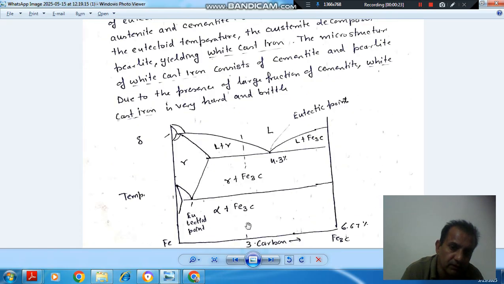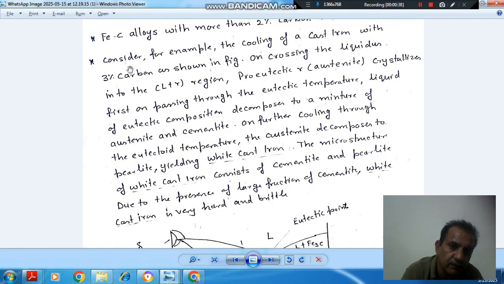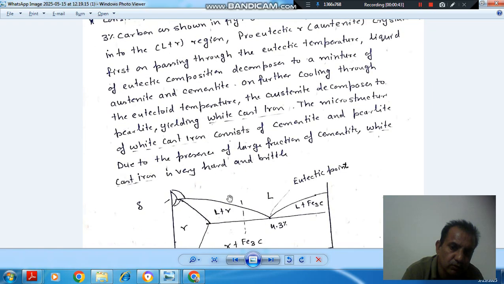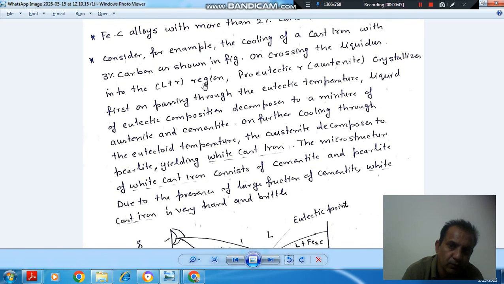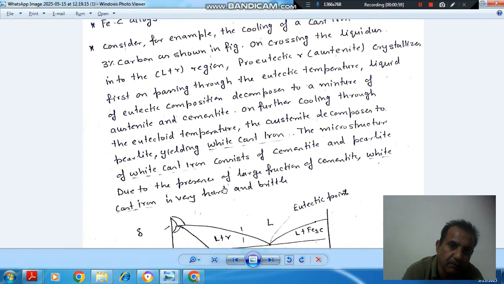So, this is your iron carbon diagram, and here 3% carbon is there, and it is cooled from liquid to solid state, and this paragraph is about that. So I am reading out this paragraph. Consider, for example, cooling of cast iron with 3% of carbon shown in figure. On crossing the liquidus, it will convert into liquid plus gamma region.